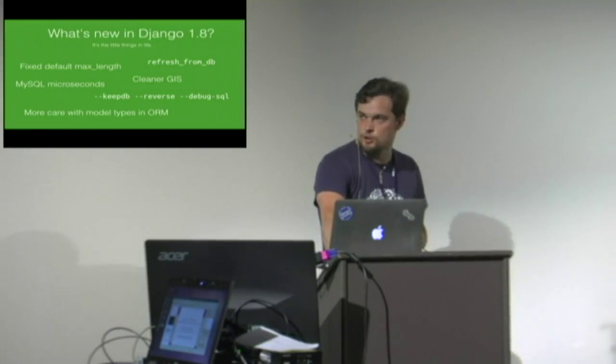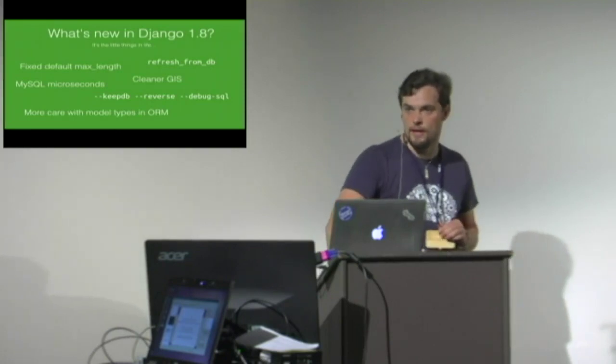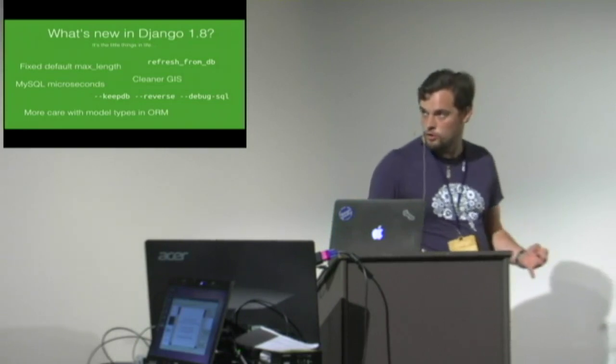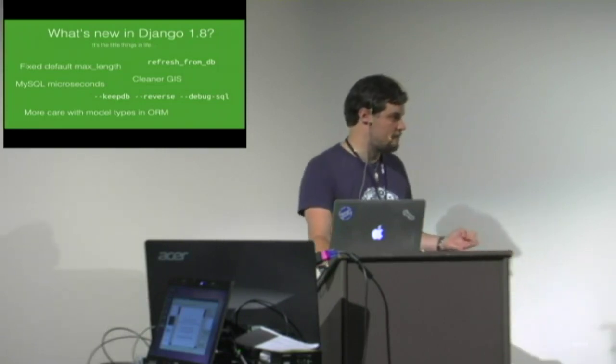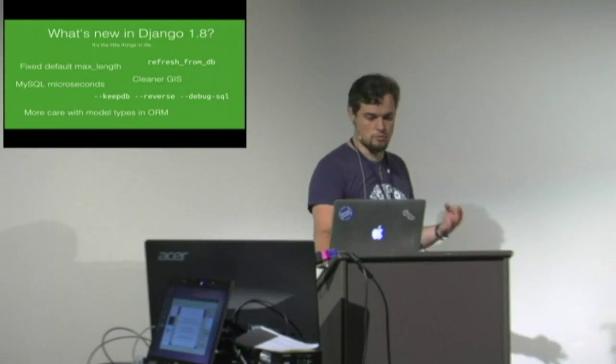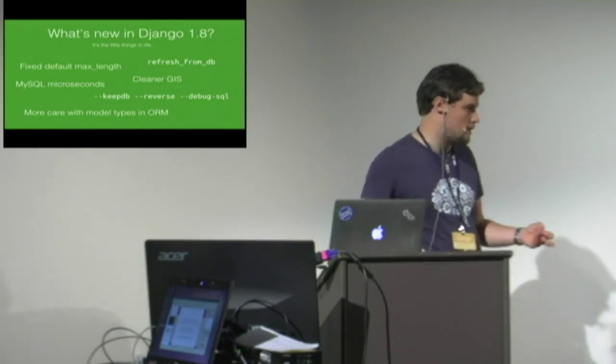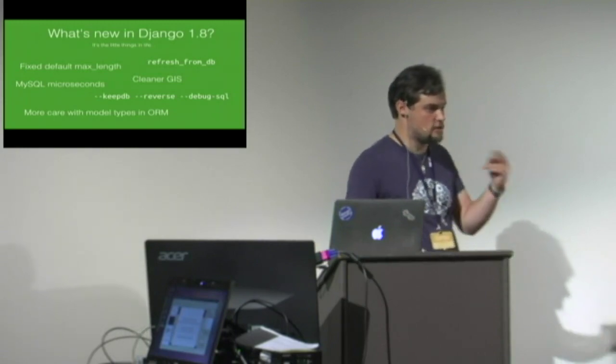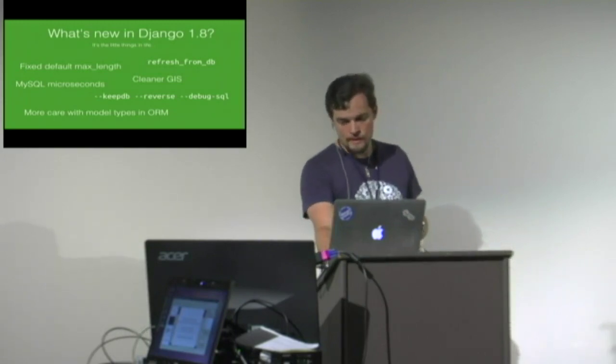And there's 3 really useful attributes added to the manage.py test command. One to keep the database knocking around between versions, one to run them in the reverse order so you can check for leaky state, and debug SQL, which when a test fails will output the SQL commands that happened inside that test to the console.